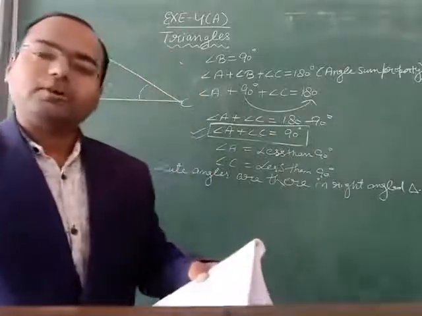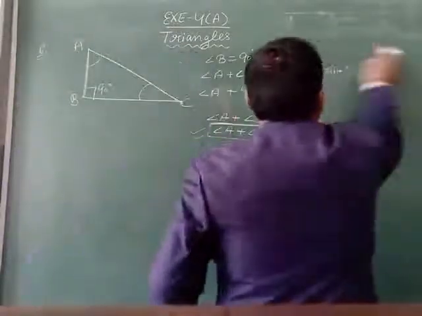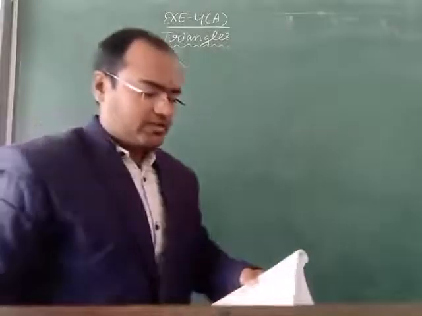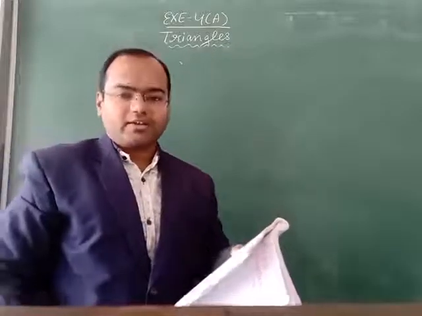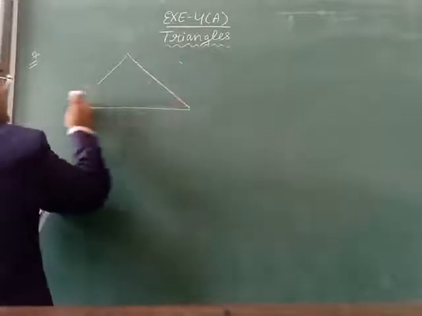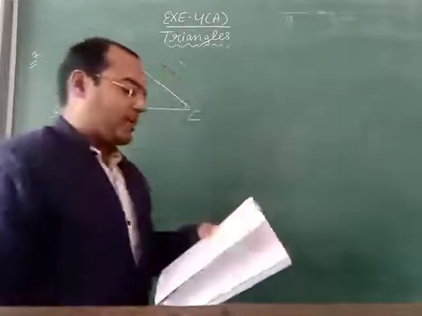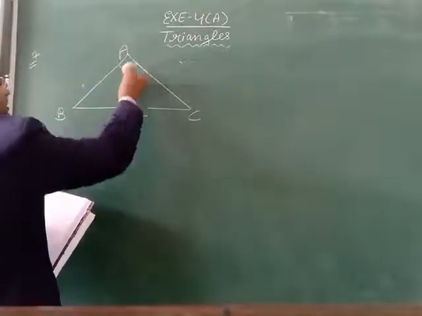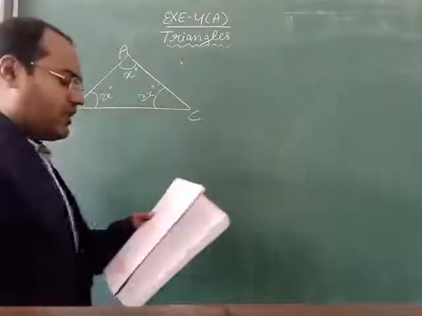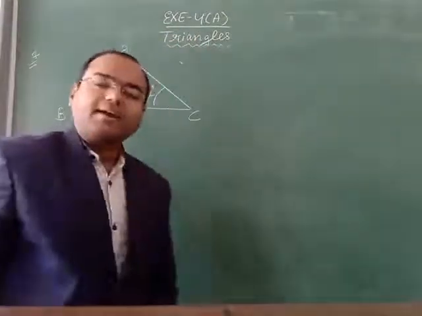Now come to question number 7th. In a triangle ABC, three angles are given. The first one is x degree, the second one is 2x degree, and the third one is 3x degree. We have to prove that the triangle is a right angle triangle. This triangle is a right angle triangle, we have to show.